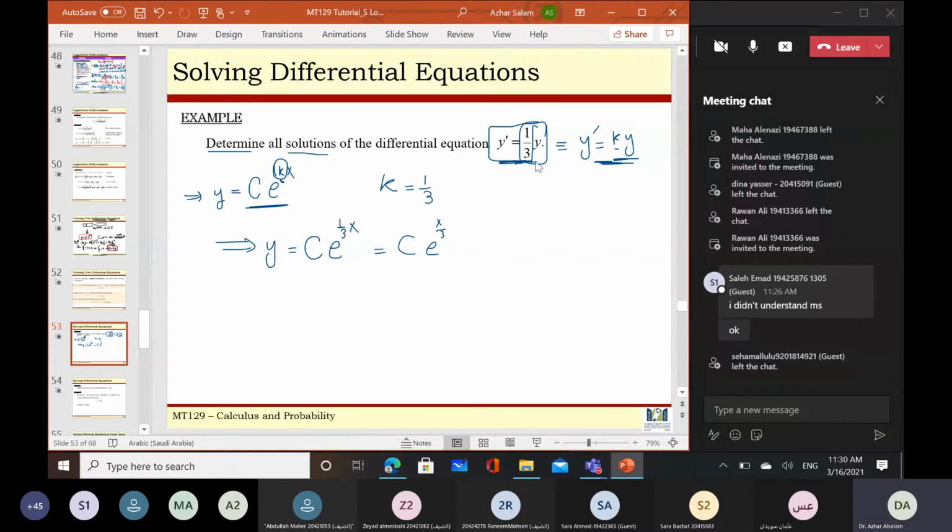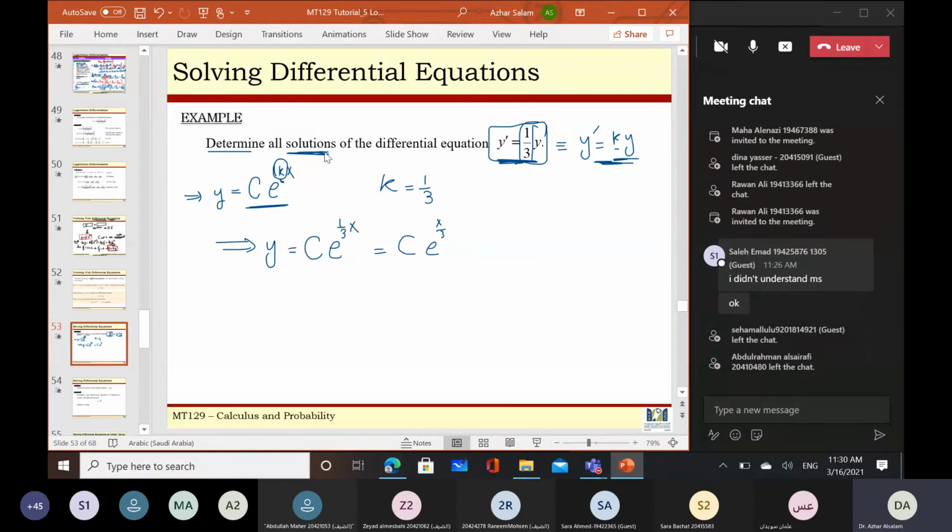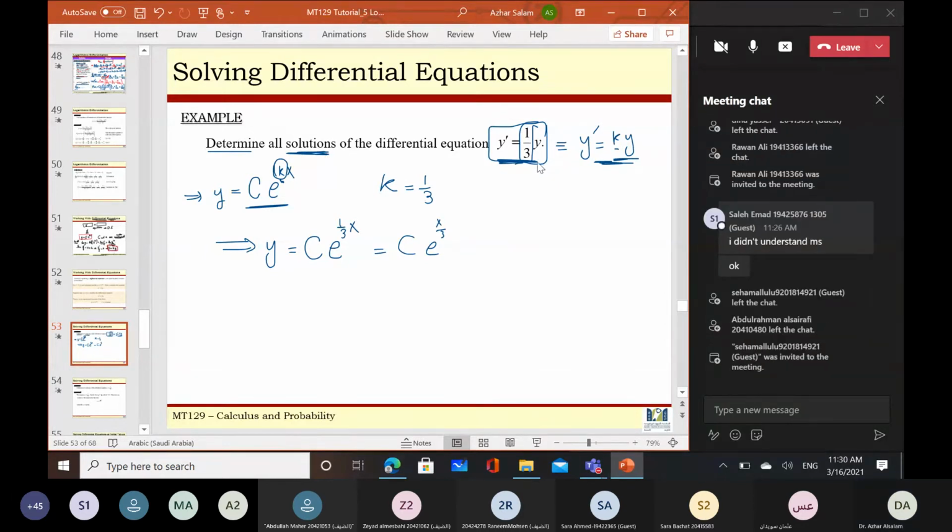لما يكون عندي هذه المعادلة التفاضلية وطلب مني أوجد solutions, asked to find the solutions of this equation, so it's only y multiplied by a number, so it's ky. So immediately its solution is of this form, and I substitute with the value of k with this number. Okay, أعوض بس عن قيمة الكي بالثلث. أقدر أكتب ثلث x أو x مقسومة على الثلاثة.